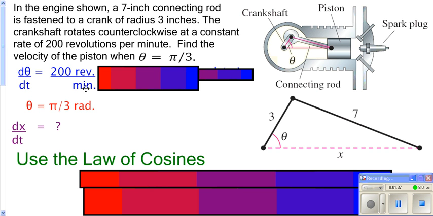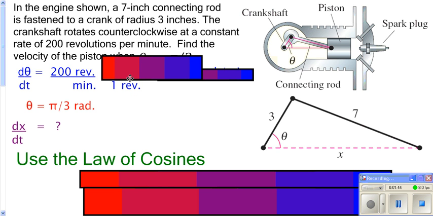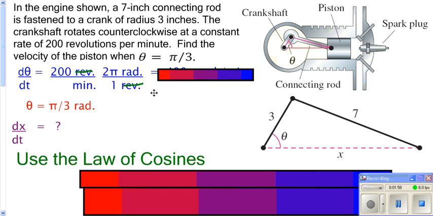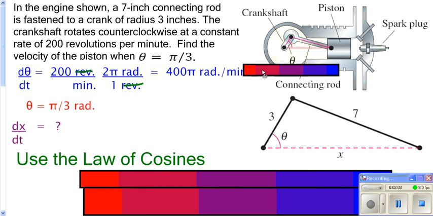Well, we have the time on the bottom, so you've got to think, okay, how do I change a revolution into an angle? Well, one revolution, you should remember, is 2 pi. So now your revolutions drop out, and you multiply what's left. You end up with 400 pi radians per minute. So we now have our units matching our derivative.